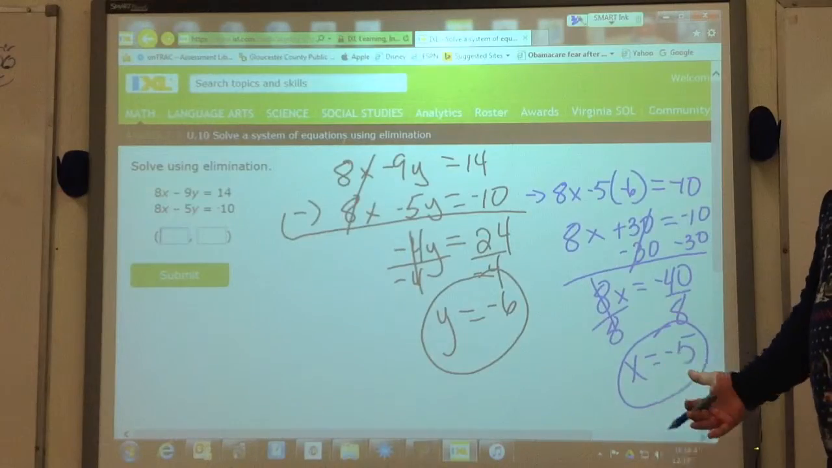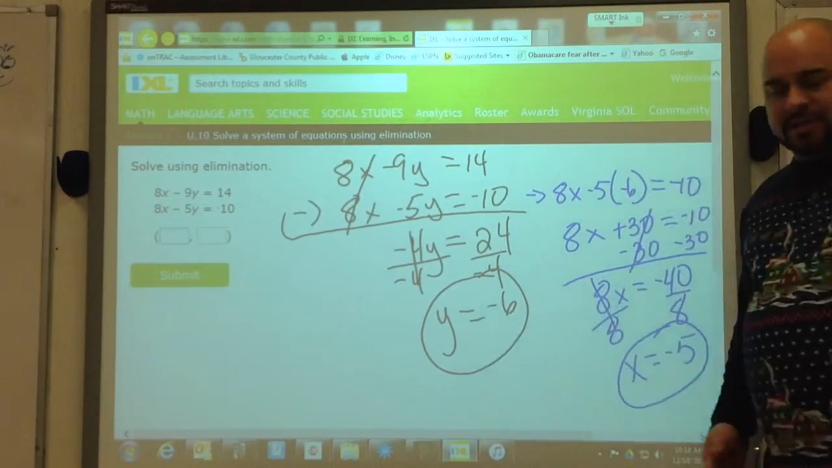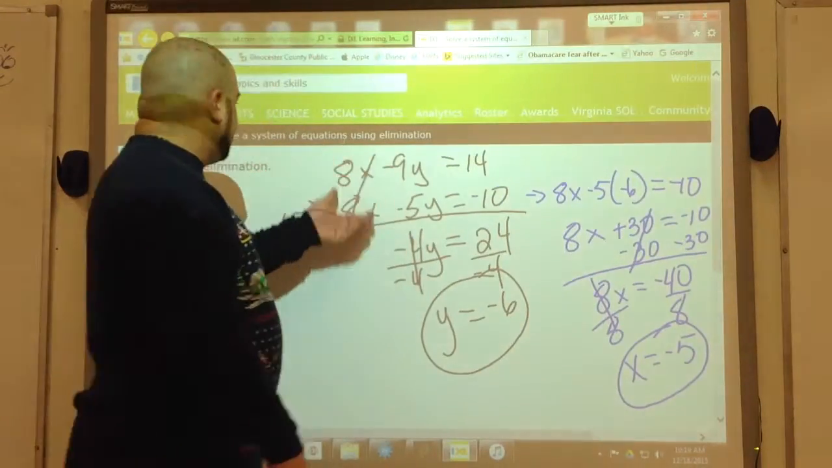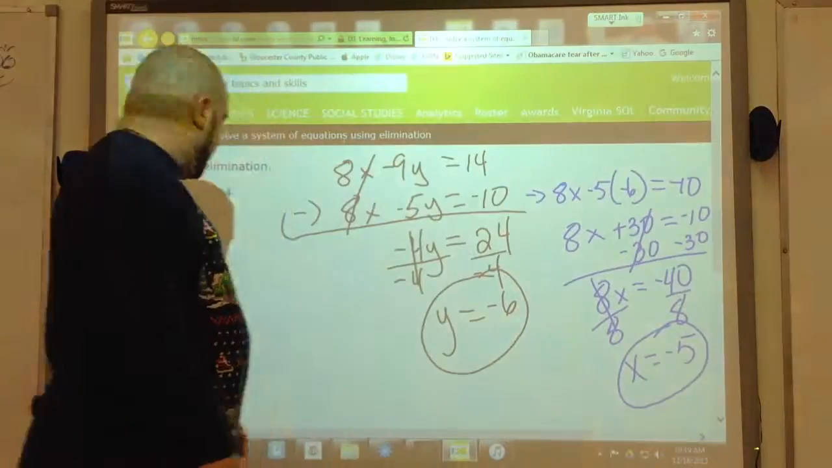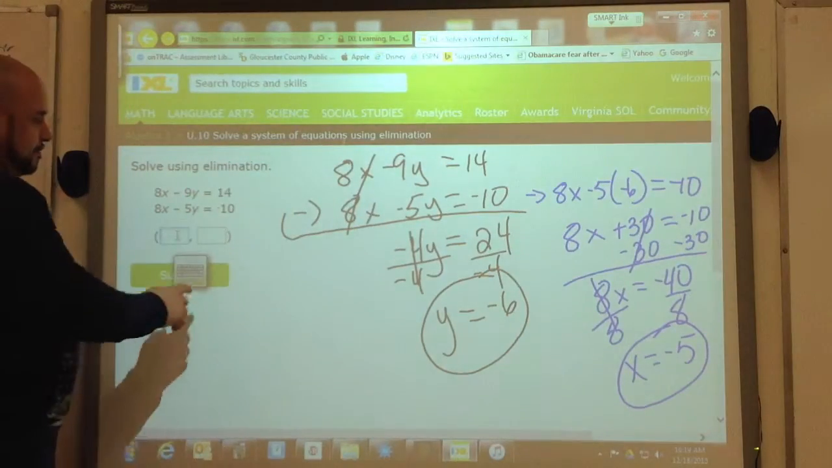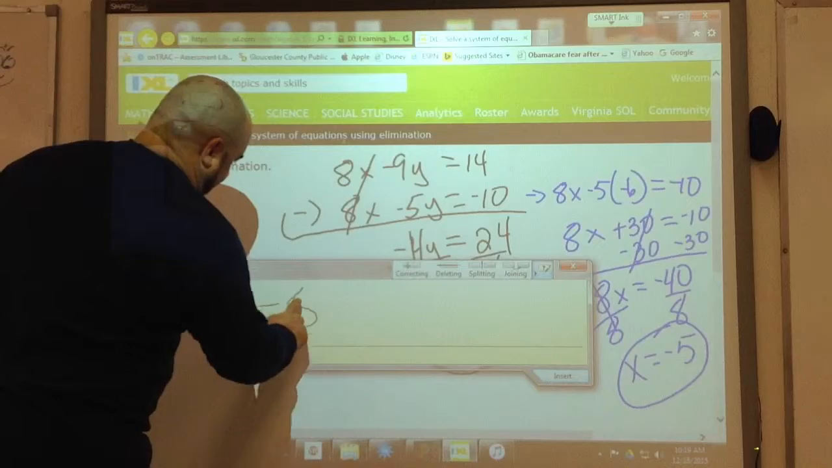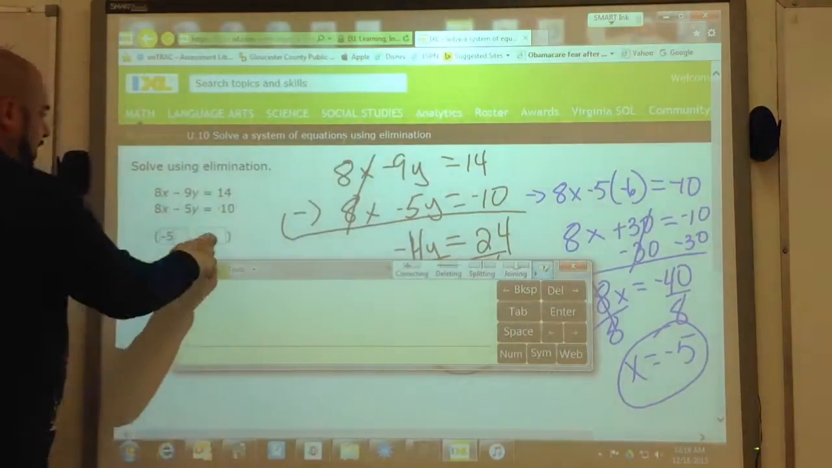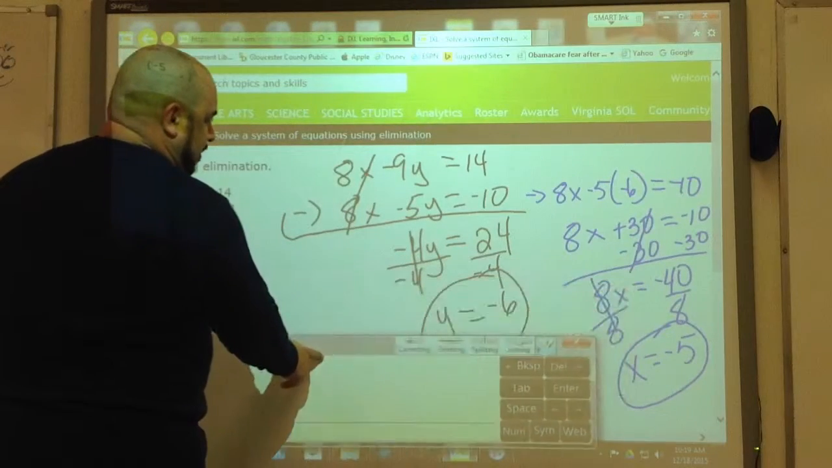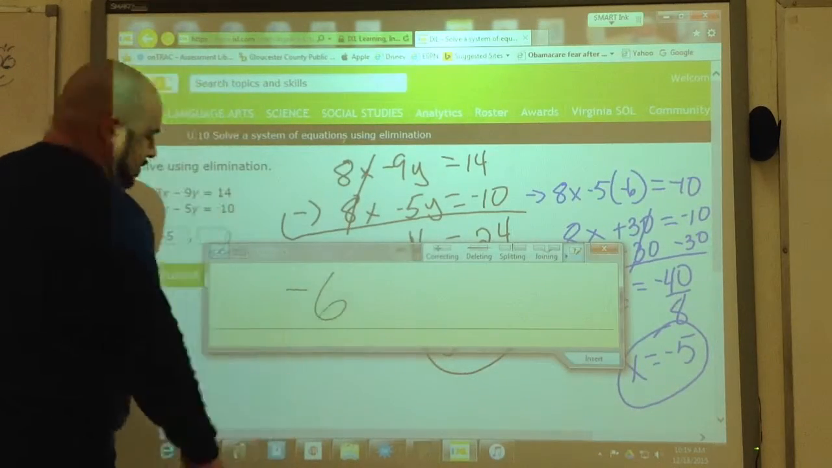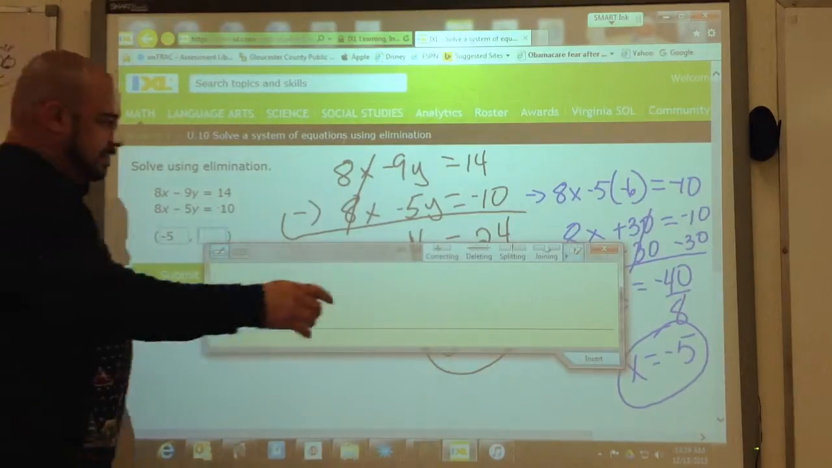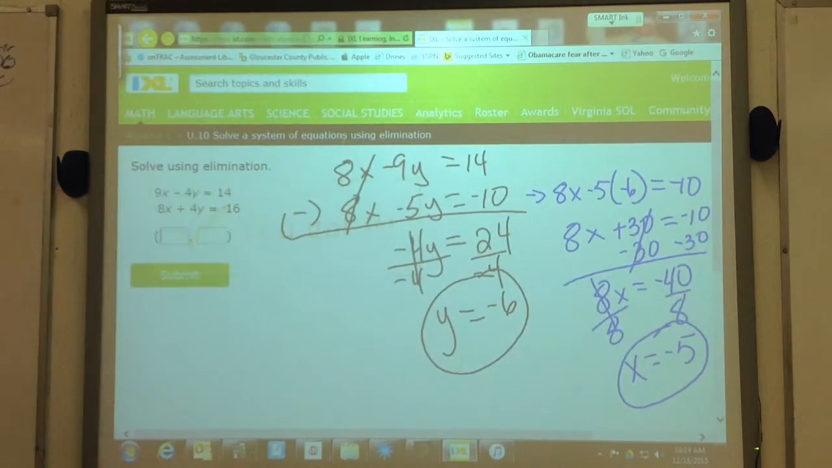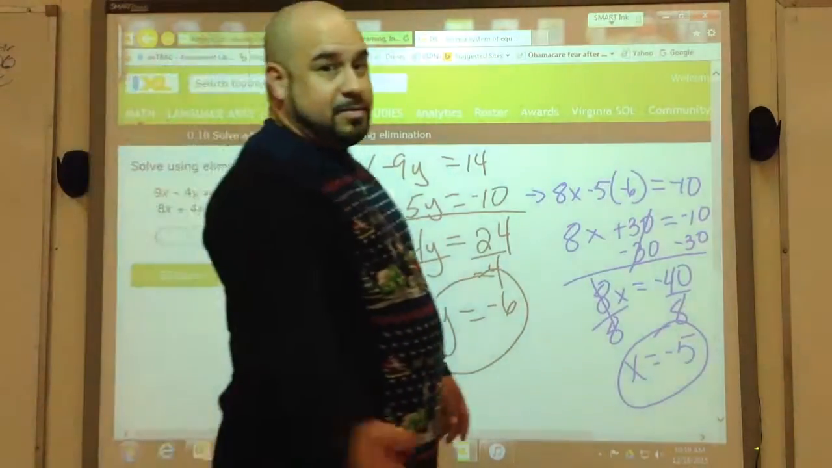So my x coordinate is negative 5, my y coordinate is negative 6, and my ordered pair negative 5, negative 6 is the solution to both of my equations. So let's put them in. X is negative 5. I insert that one. Then I go to my other one. And y, what do we say y was? Negative 6. So I'll write that out. And I insert that one. Get rid of that. Negative 5, negative 6. You got it. So I've done 2 problems for you.